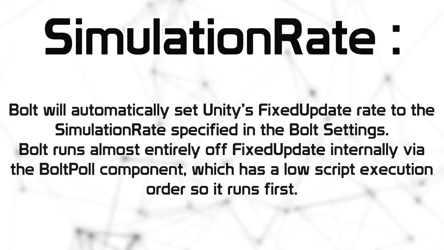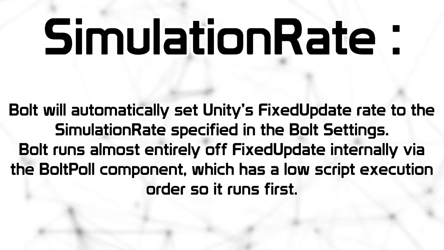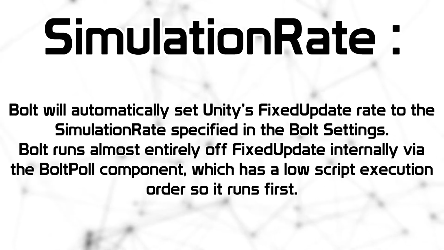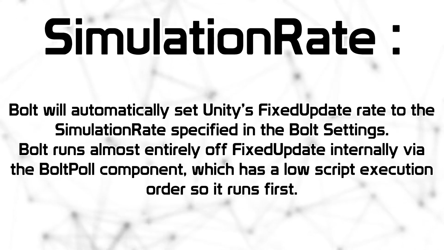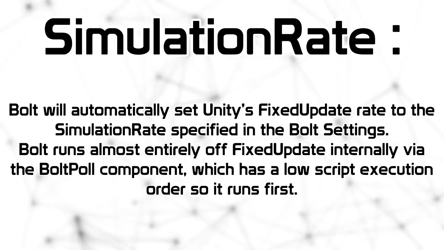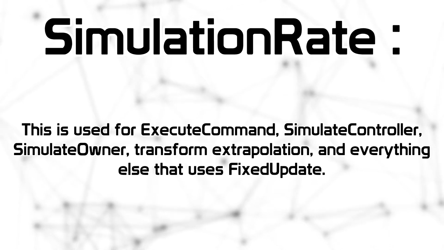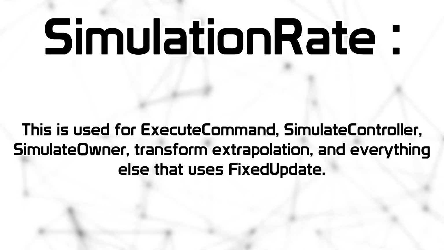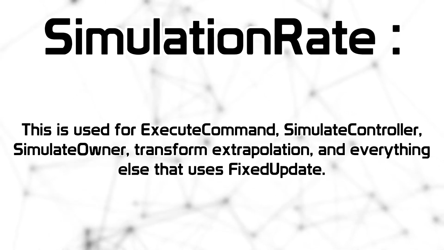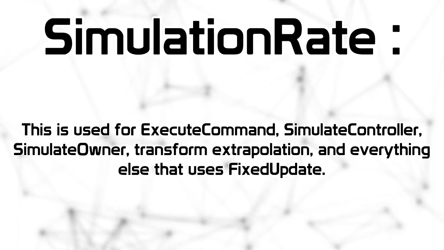In Unity, we have a loop named fixed update, and Bolt uses a parameter to manage it. It's called simulation rate. Bolt will automatically set Unity's fixed update rate to the simulation rate specified in the Bolt settings. Bolt then will also run entirely off fixed update internally via the Bolt poll component, which has a low script execution order, so it runs first. This is used for execute commands, simulate controller, and simulate owner. It's also used for transform extrapolation and everything else that uses fixed update.